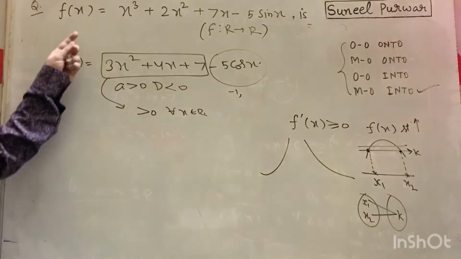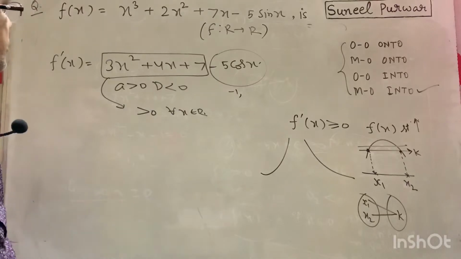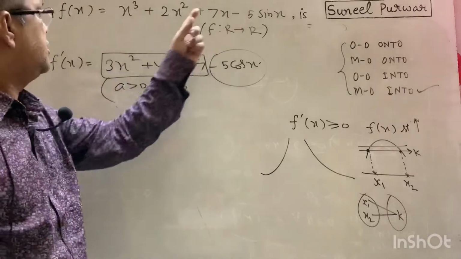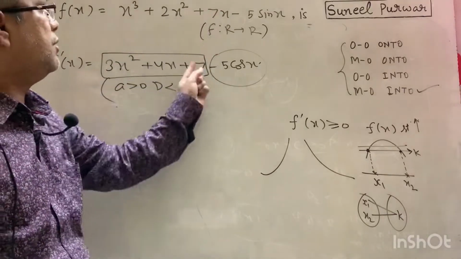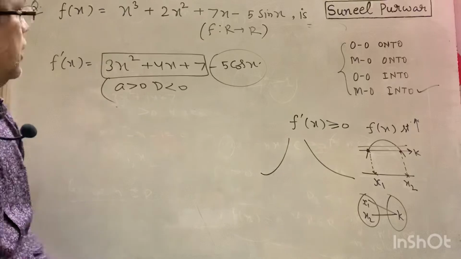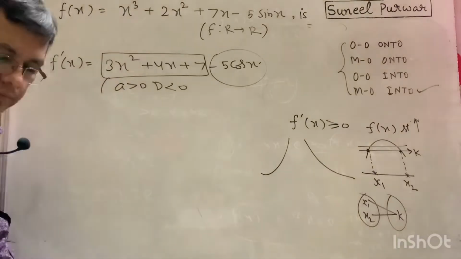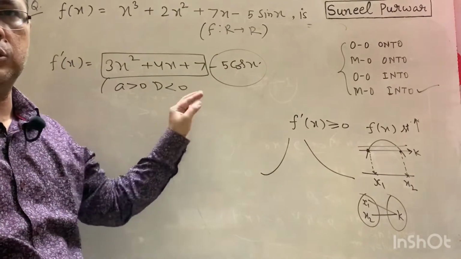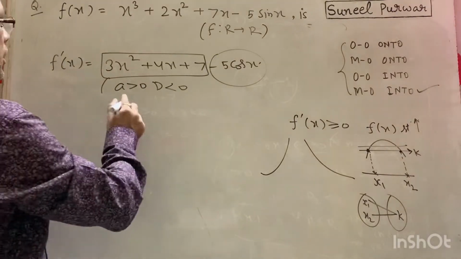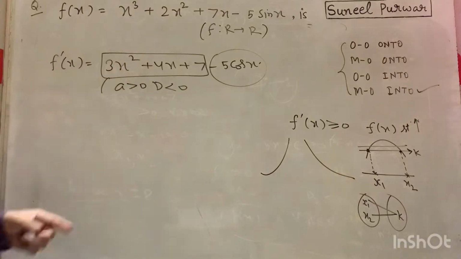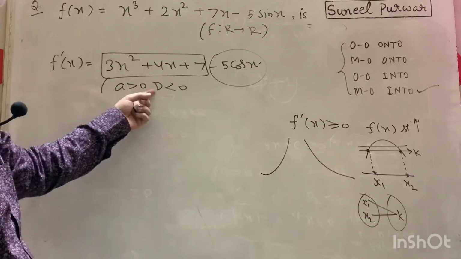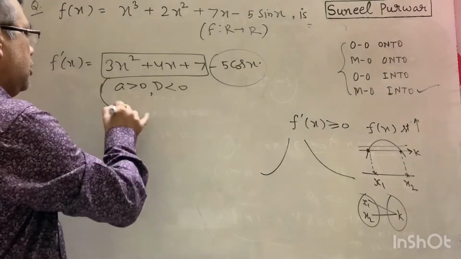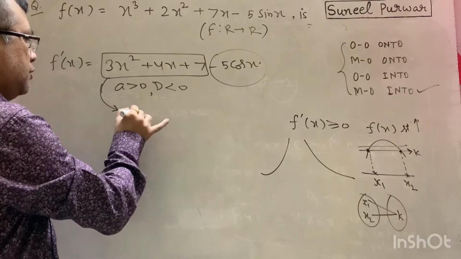So in this question, I am taking help of the derivative. So this fx, let's differentiate: 3x squared plus 4x plus 7, and this will give you what? Minus 5 cos x. Now we will play a little trick, because if you don't play that trick, you will see the question and question will see you. So here for this quadratic, a is positive, right? And what about discriminant? 16 minus, yeah, negative. Again discriminant is negative. So this is positive for what? All x.